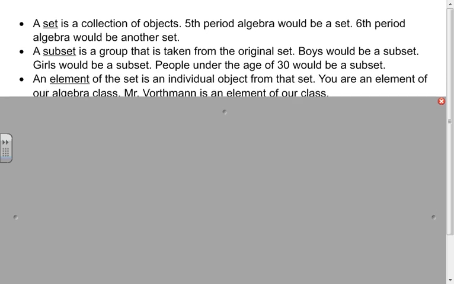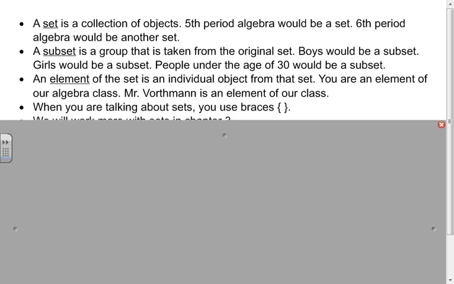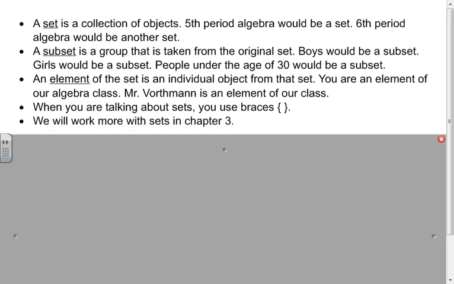An element of the set is an individual object from that set. So it's not a group, it's just one thing. You are an element of our algebra class. Mr. Borthman, I am an element of our class. Just one single object out of a group. When you're talking about sets, you use braces. You can see them there. Sometimes those are kind of hard to write. You can practice it. We're going to work more with sets in Chapter 3. Okay?